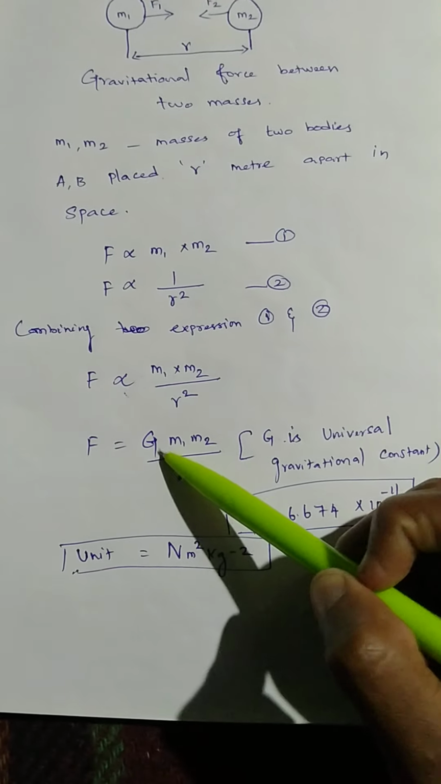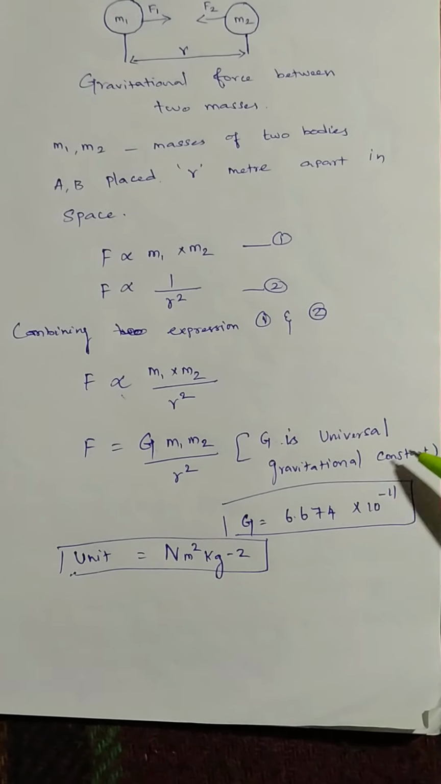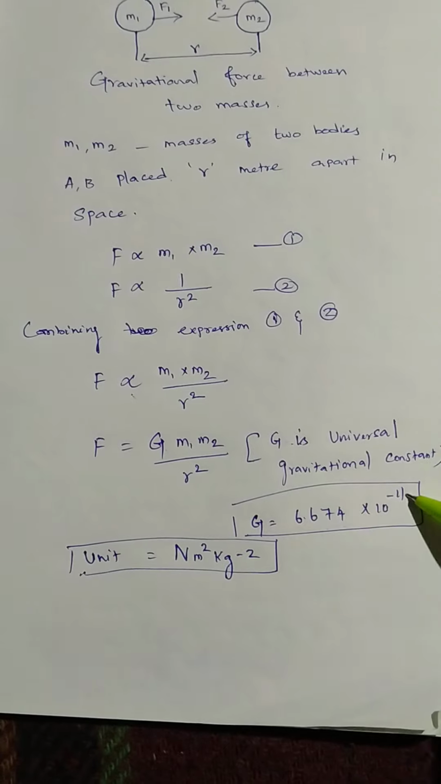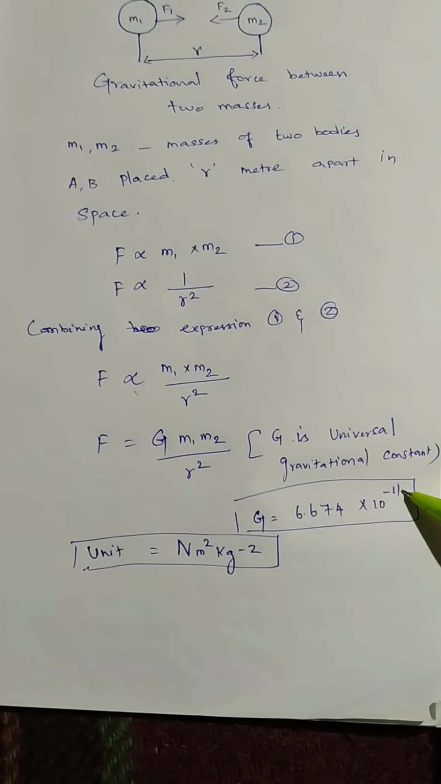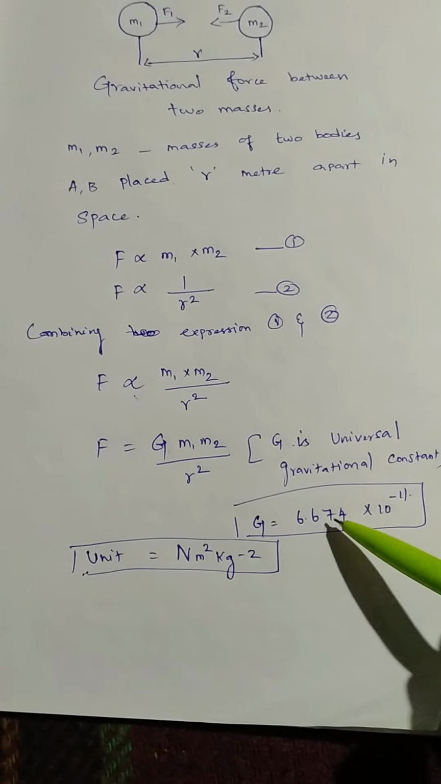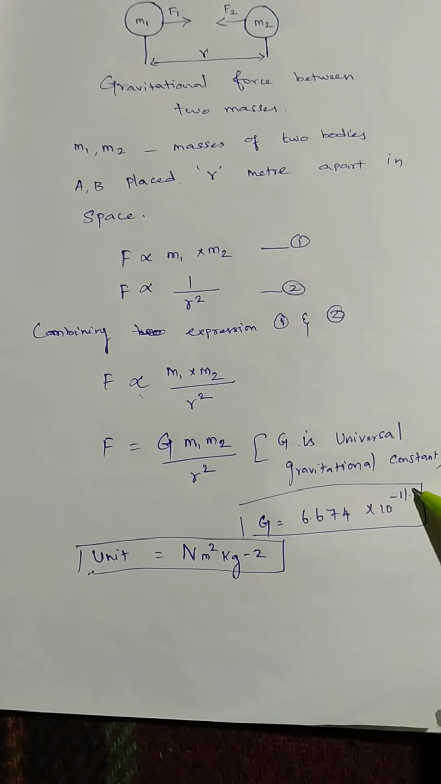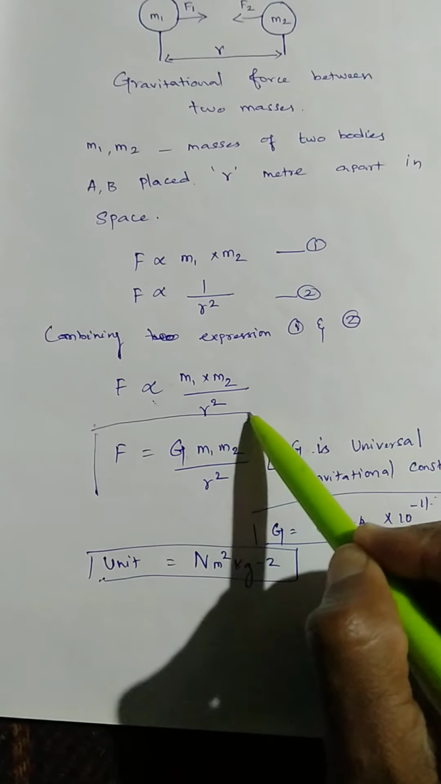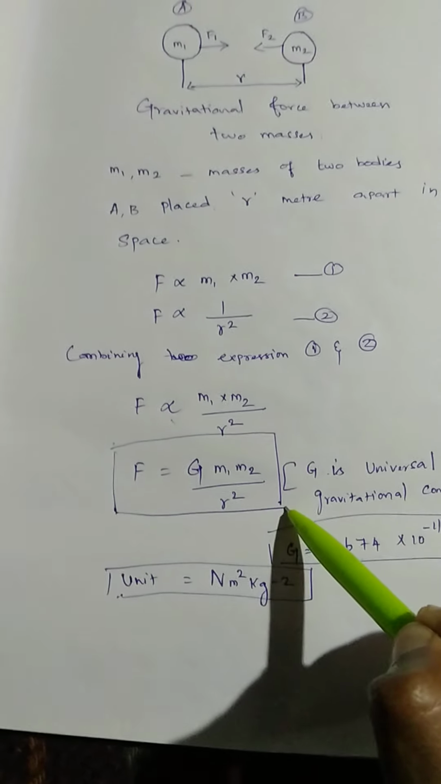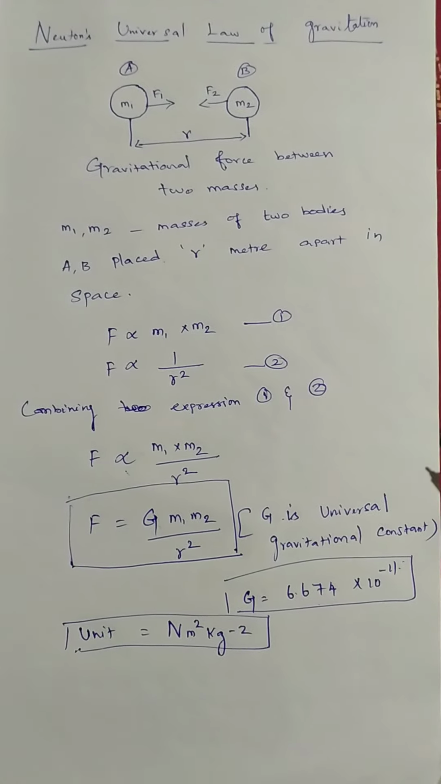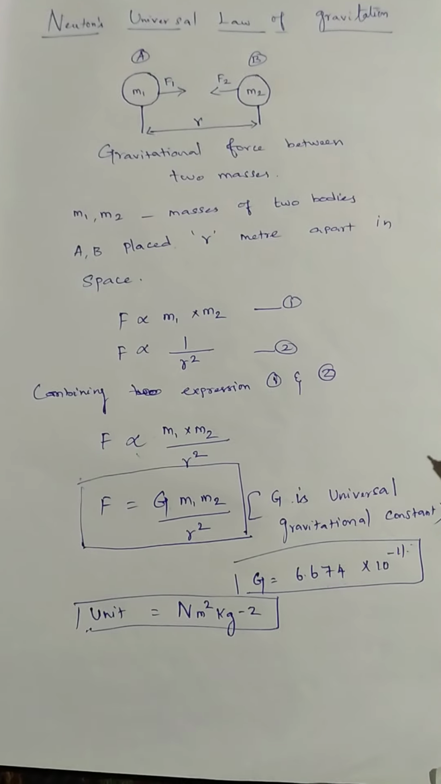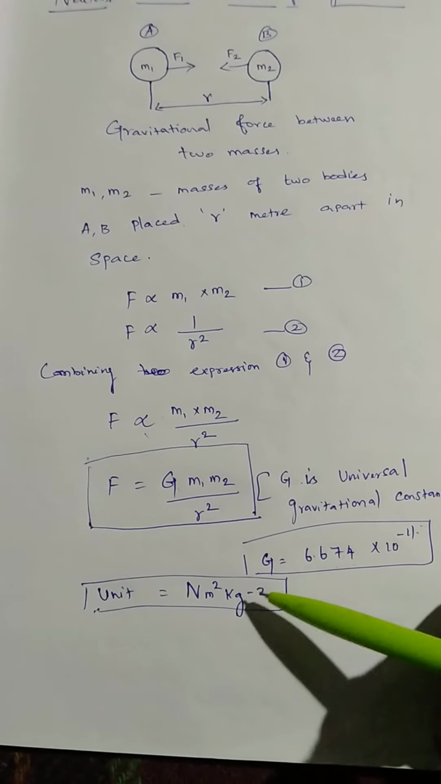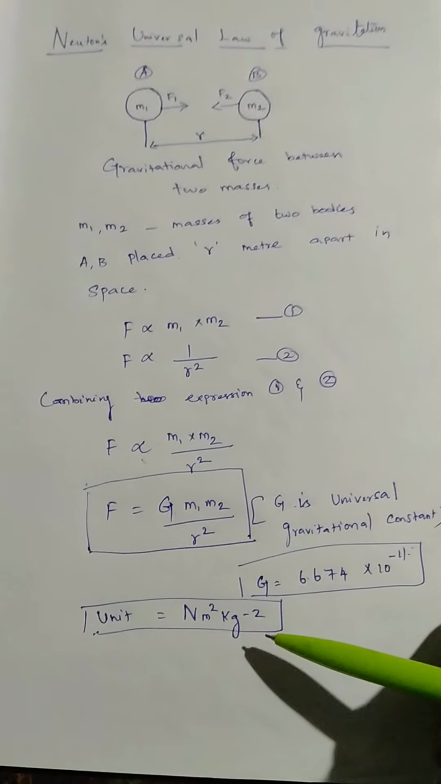G means, what is that, students? Universal gravitational constant, and its value is 6.674 into 10 power minus 11. Please remember this value, students. They will ask it in one word: 6.674 into 10 power minus 11. Is it clear? This is the derivation for Newton's universal law of gravitation, and its unit is Newton meter squared kg power minus 2. Thank you students.